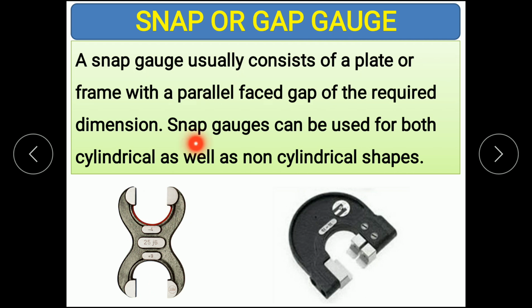Gap gauges can be used for both cylindrical as well as non-cylindrical shapes. See, in previous slides we have seen plug and ring gauges. They are normally preferred for circular shapes. But if the shapes are not circular, like rectangle or square, in that case snap or gap gauges are used to check the limits.